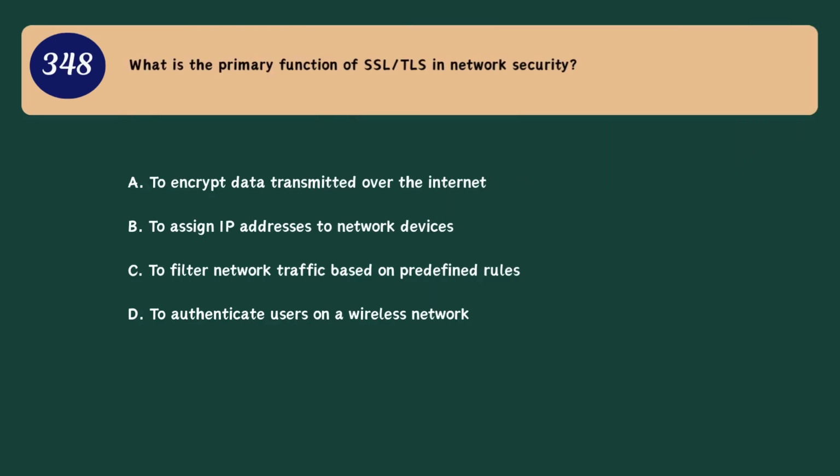Question 348. What is the primary function of SSL/TLS in network security? A. To encrypt data transmitted over the Internet. B. To assign IP addresses to network devices. C. To filter network traffic based on predefined rules. D. To authenticate users on a wireless network.